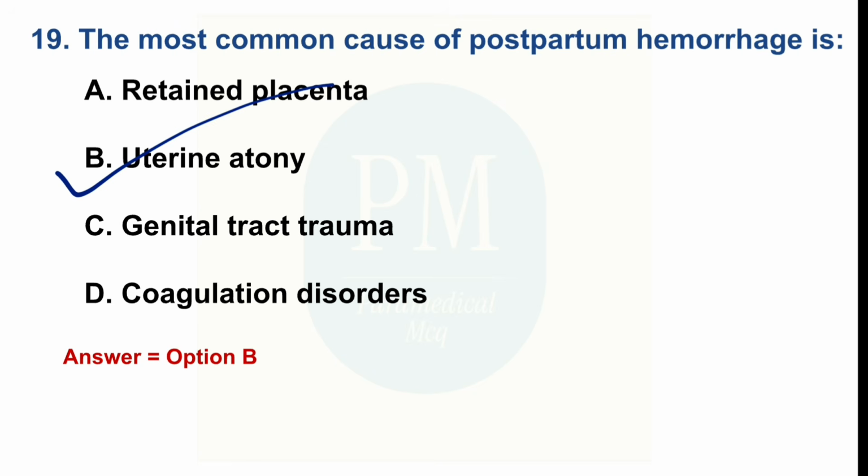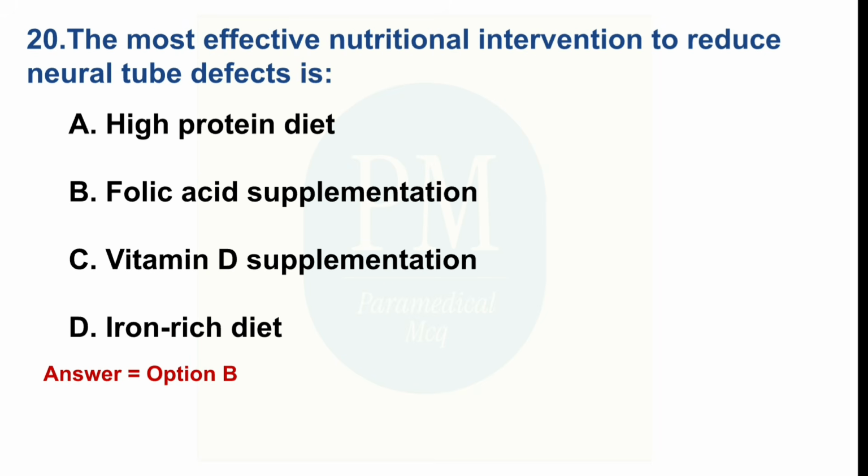Uterine atony. The most effective nutritional intervention to reduce neural tube defects is option A, high protein diet. Option B, folic acid supplementation. Option C, vitamin D supplementation. Option D, iron rich diet. The correct option is option B, folic acid supplementation.